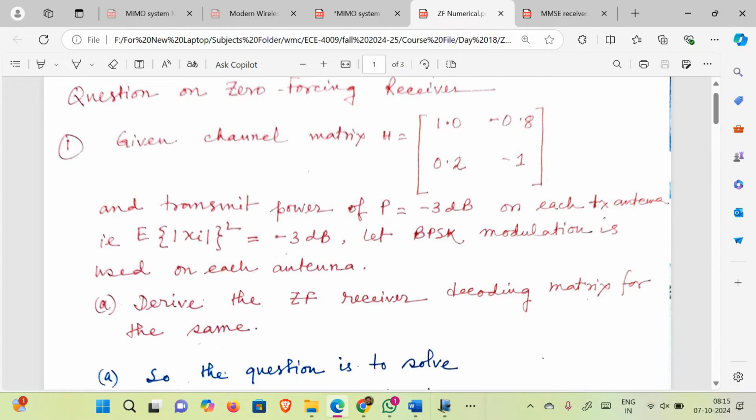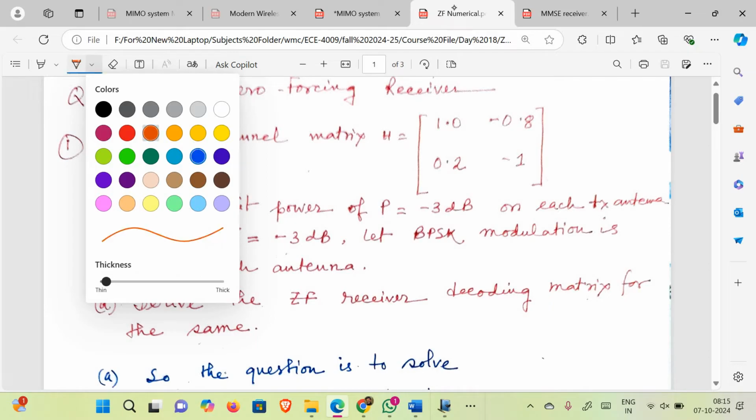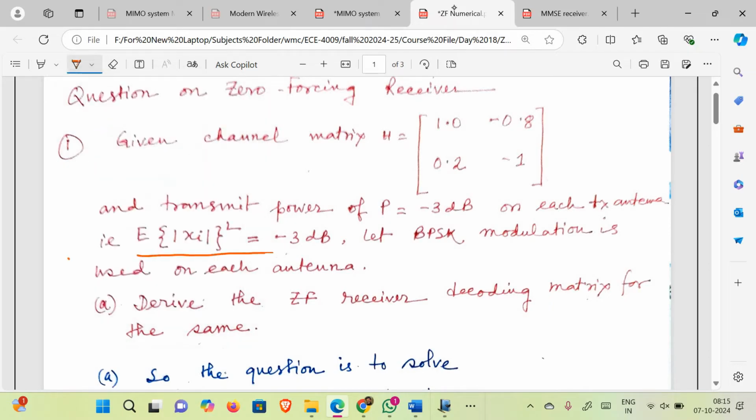So read the question once again. Given a channel matrix of 1, minus 0.8, 0.2 and 1. So it's a 2 cross 2 matrix, R and T is equal to 2 here, and they are all real valued. So we are considering the H transpose case here. And the transmitted power is minus 3 dB on each of the transmitted antennas, which is given by an expression of this sort. We consider it to be minus 3 dB of power.